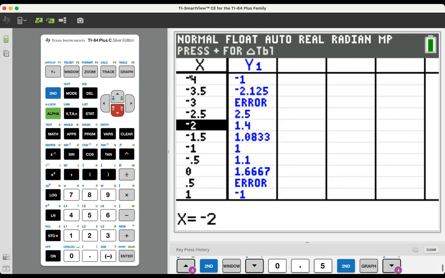Now I see that it's counting by 0.5s, and there's my second location where the graph does not exist, where the function does not have a value. That's my other asymptote. So the level of detail that you provide in the calculator and for the table can be beneficial when it comes to actually looking at those values and seeing where are my errors.